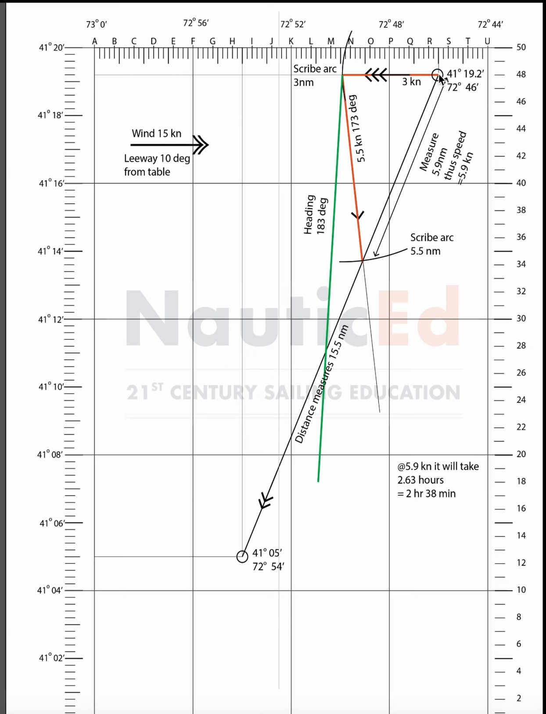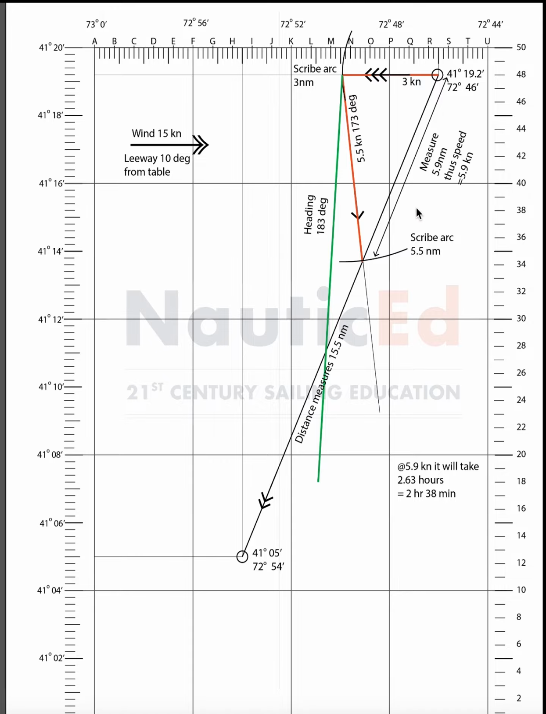And so the first thing to do is just measure that distance. We measure from here to here using dividers, and remembering that this latitude scale here is in nautical miles, we can just measure this distance from there to there, and it's 15.5 nautical miles.